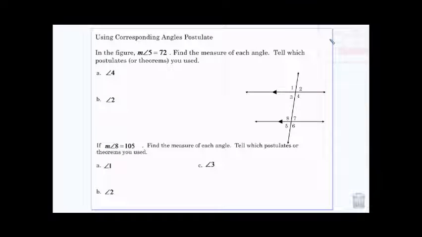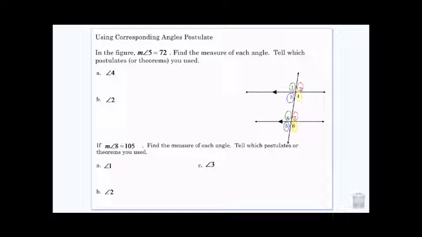And so what I usually do is I go ahead and label the ones that I know correspond. Okay. So I know 1 and 8 are the same, and 2 and 7, and 3 and 5, and 4 and 6.